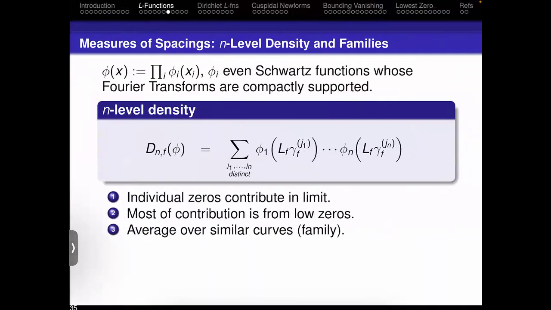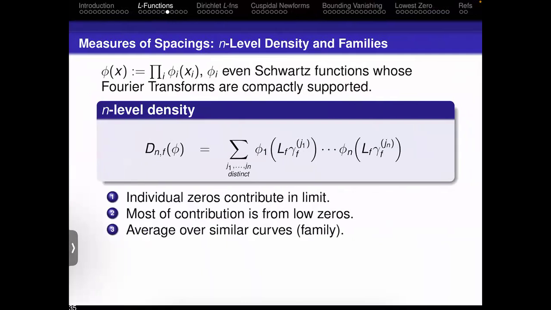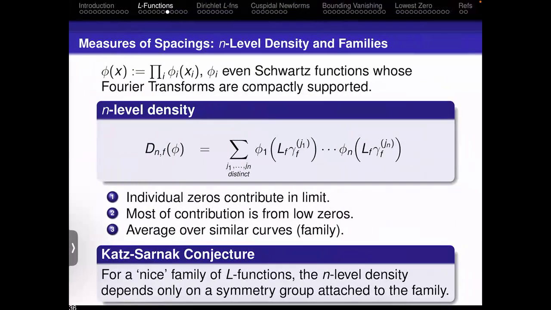What's nice about this statistic is because the functions are Schwartz, the individual zeros contribute in the limit. Which zeros? The ones near the central point. In fact, the ones at the central point contribute the most, and the further up you go, the less contribution it has. Unfortunately, you can no longer look at just one L function. So now what you do is you put your L functions in a family, and then the hope is that if you average over a family, you can somehow execute these sums over the Fourier coefficients and get some results about average behavior.